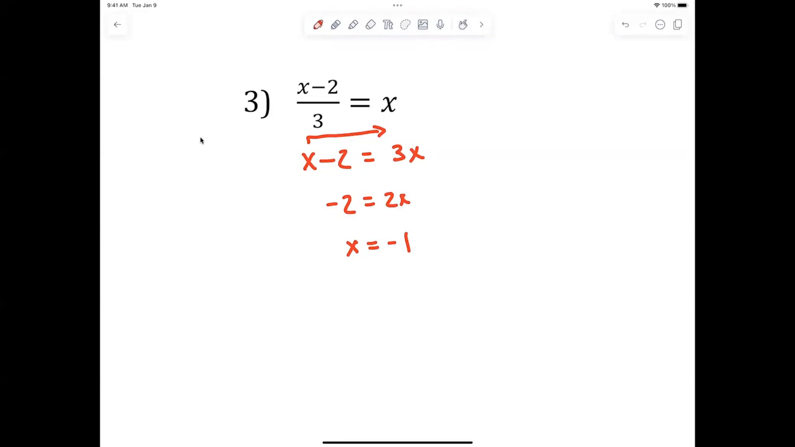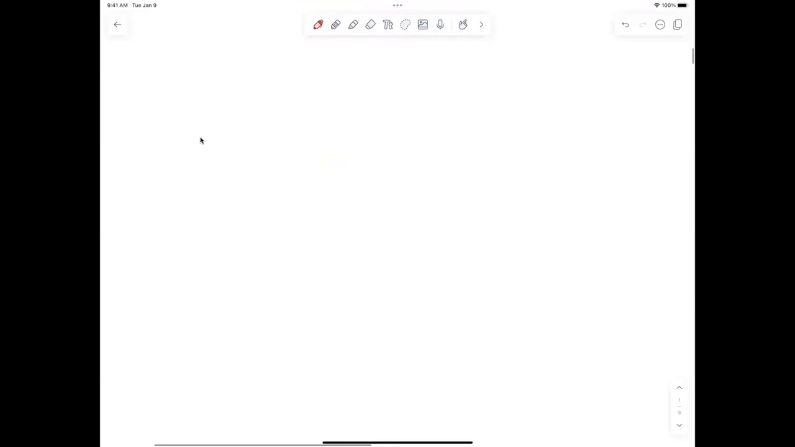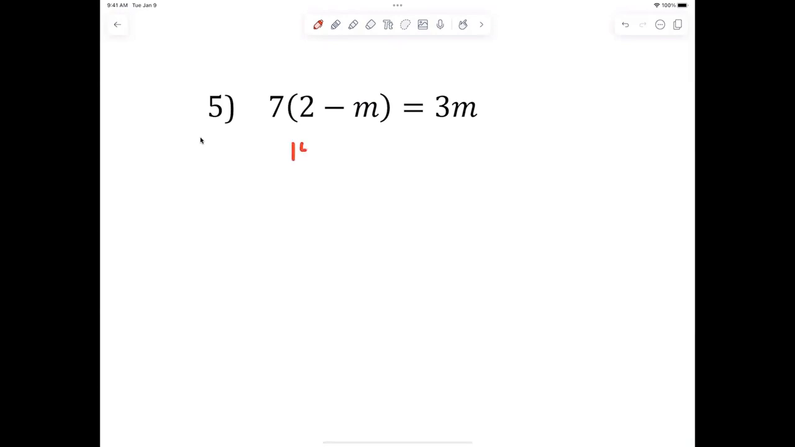Let's try number 5 now. Here we go, guys. Now, number 5. All right, we need to distribute the 7. We can't divide by 7 because 3 is not divisible by 7. So when we multiply by 7, we get 14 minus 7m equals 3m. Anybody got a problem with that? Now we add 7m, right?